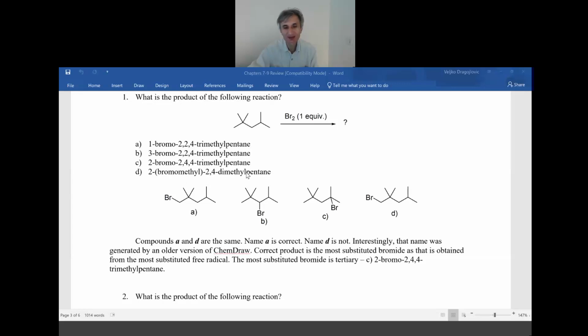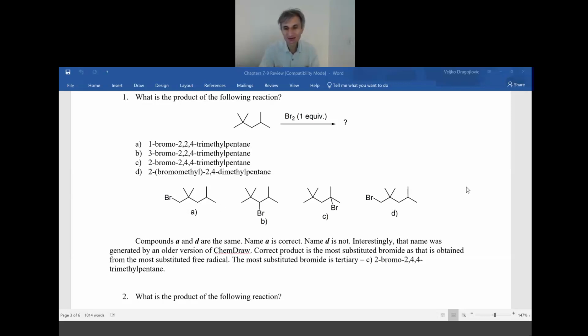I came to the idea to include it because when I was preparing this question, it was easier for me just to draw all these formulas and have the program name them and just cut and paste, rather than me typing them up. And then it turns out that the program, ChemDraw, older version, named this compound wrong. And so, of course, I provide the correct name, but also use the wrong name as one of the choices. I need 4 choices. So when you look at them, you see A and D are the same compound.